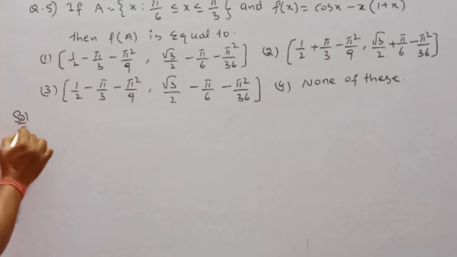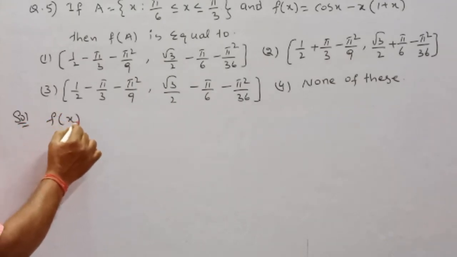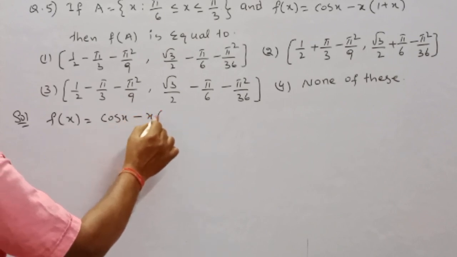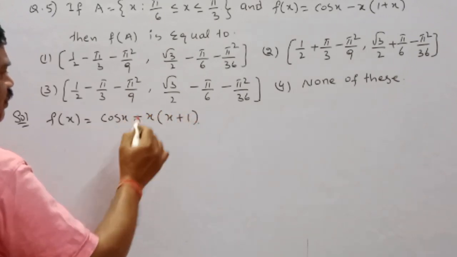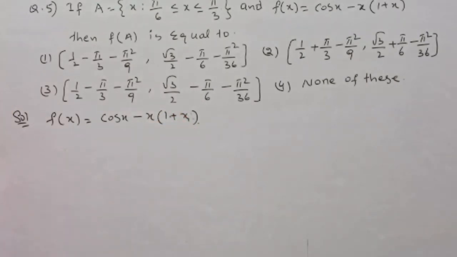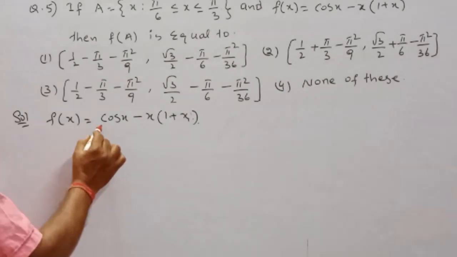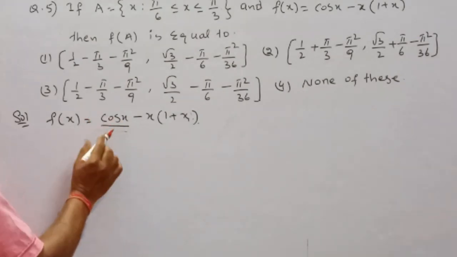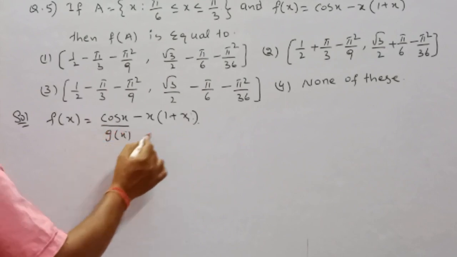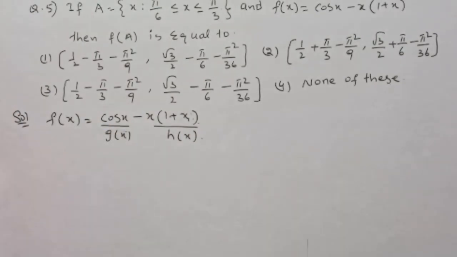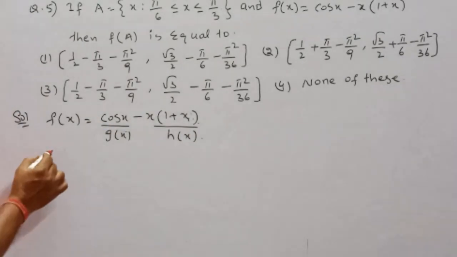So, what is the given function? f of x is equal to cos x minus x(1 plus x). This is the given function. Then here you take this as g of x, and this as h of x. Okay, all of you?